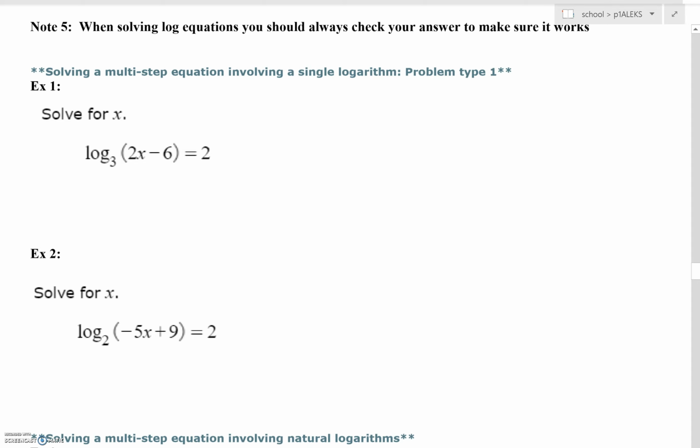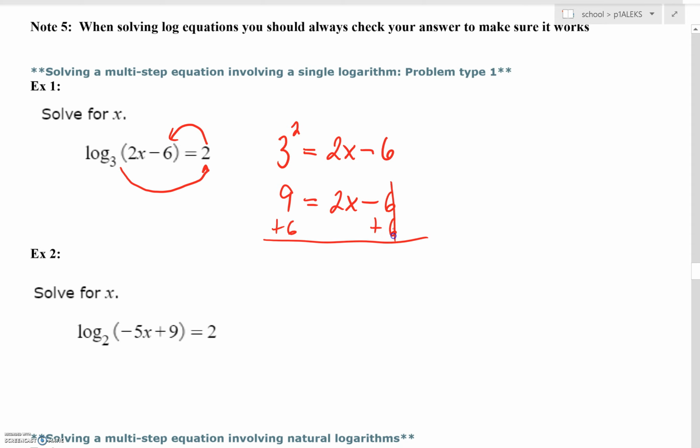Guys, for example 1, logs look new to us. We're going to go ahead and make a log circle. We can write this as 3 raised to the second power, set equal to 2x minus 6. 3 to the second is 9. And then we go ahead and solve. I'll add a 6 to both sides. You can see pretty quickly 9 plus 6 is 15. And when you divide by 2, you'd get 15 over 2.